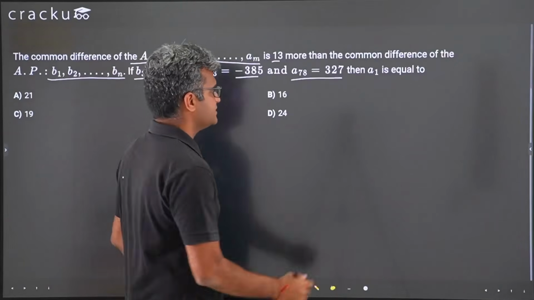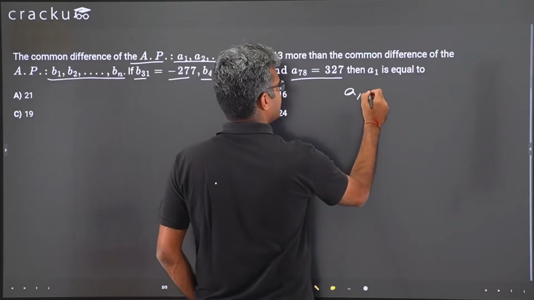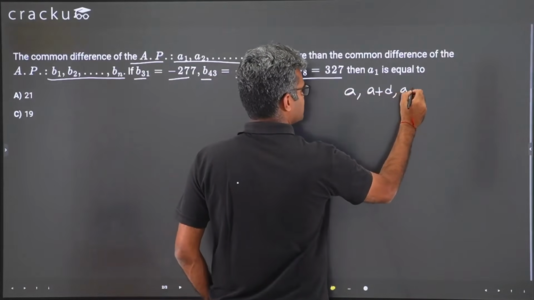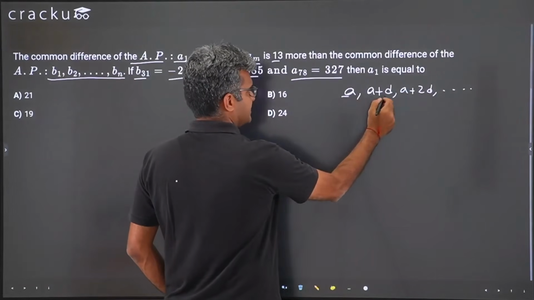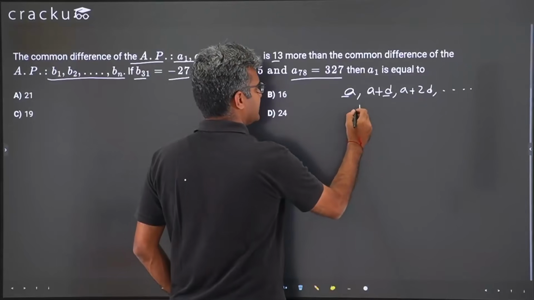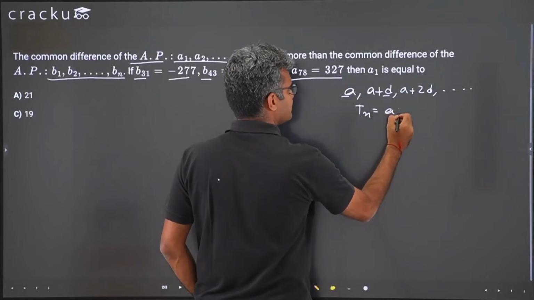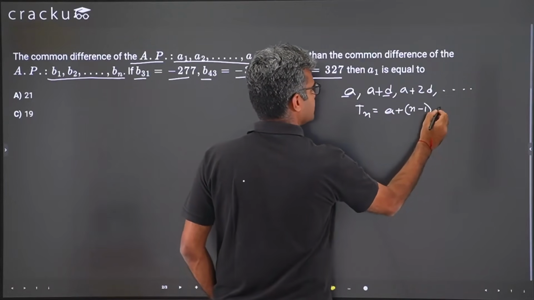If you are given an arithmetic progression which is of the form a plus d, a plus 2d and so on, where the first term is equal to a and the common difference is d, the nth term is equal to a plus n minus 1 into d.